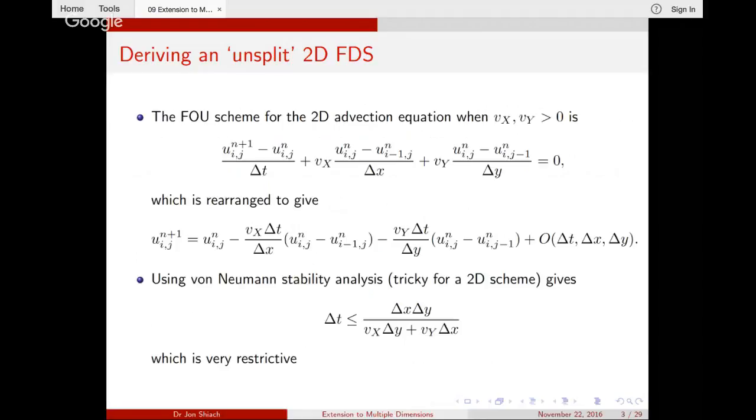Stability, if I use von Neumann stability analysis, which is quite difficult for a 2D scheme, I won't ask you to do that. It's quite tricky. We get this. This is our maximum allowable time step. And this is a much more restrictive time step than the 1D case. So when we go to 2D, if we don't use a split scheme, we have to use a lot lower value of delta t. The lower value of delta t means more steps, which means more work.